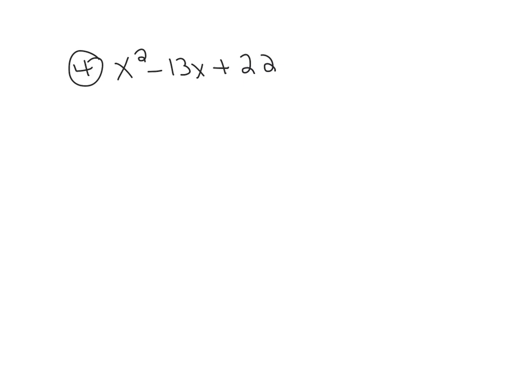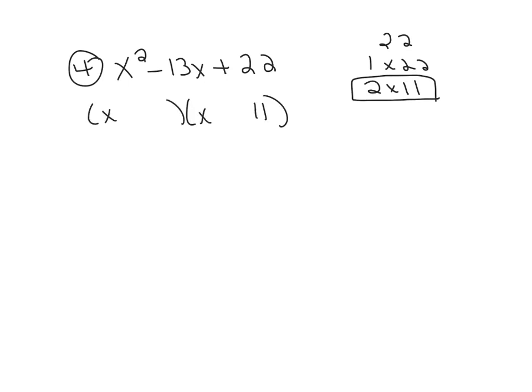All right, let's see if you got an answer. For 22, your choices are 1 and 22, 2 and 11. I picked 2 and 11. Now I've got to look at my signs. When you multiply, it's a positive, but here you need a negative, so these both have to be negative. And there is a pattern with the signs. You just need to start seeing it.